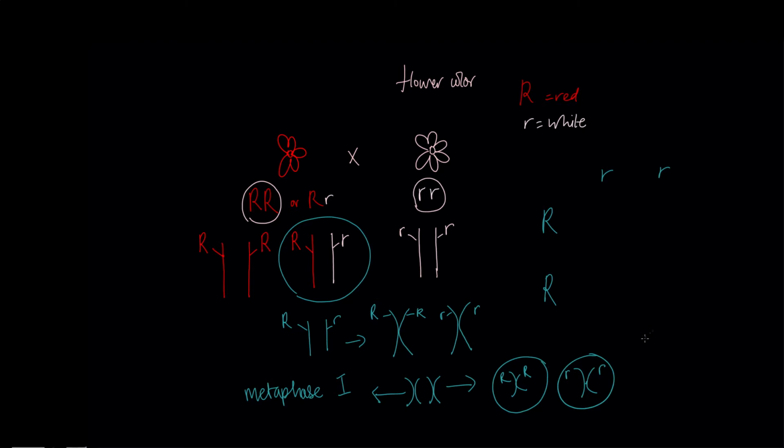Now each one of those then goes through meiosis 2, and in meiosis 2 it's just the same as mitosis, you're just separating these sister chromatids. So at the end of meiosis 2 we're going to have one cell like that, one cell like that. Those came from this one here, and then this one's going to split in half, and we're going to have little r, little r.